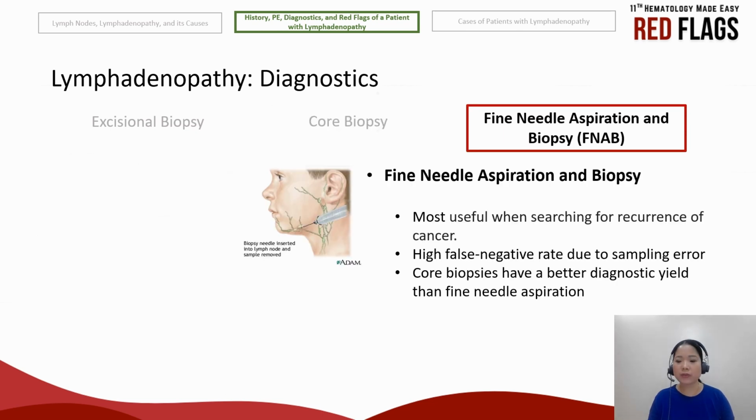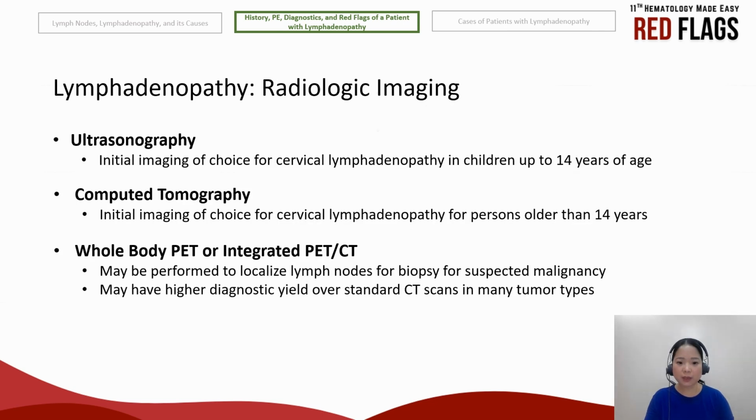Now, in terms of fine needle aspiration and biopsy or FNAB, it is most useful when searching for recurrence of cancer. However, it has a high false negative rate due to sampling error. Hence, core biopsies have a better diagnostic yield than fine needle aspiration. The American College of Radiology recommends ultrasonography as the initial imaging of choice for cervical lymphadenopathies in children up to 14 years of age, and computed tomography for persons older than 14 years. Full body PET or integrated PET CT may be performed to localize lymph nodes for biopsies for suspected malignancies and may even have a higher diagnostic yield over standard CT scans in many tumor types.